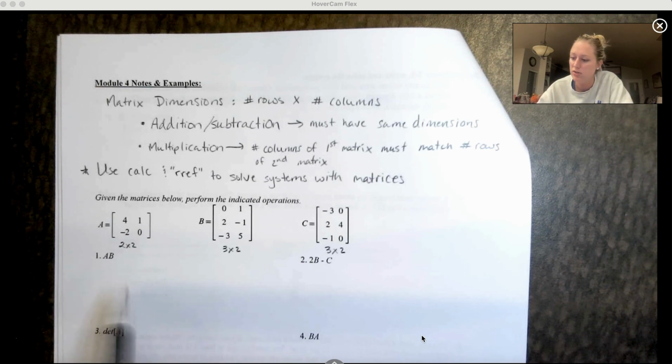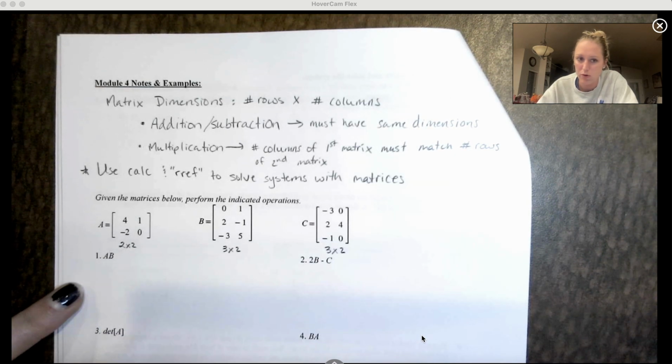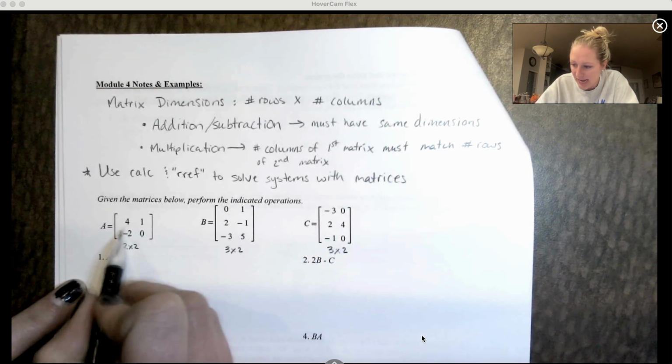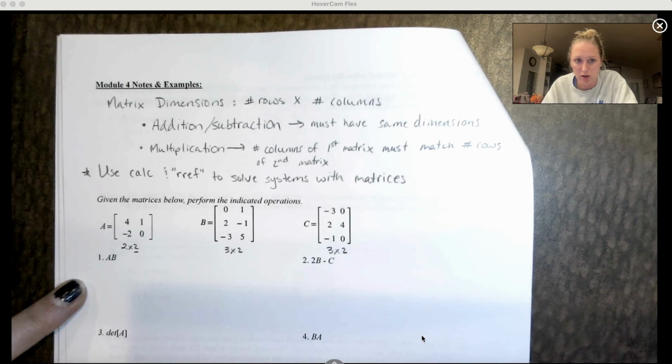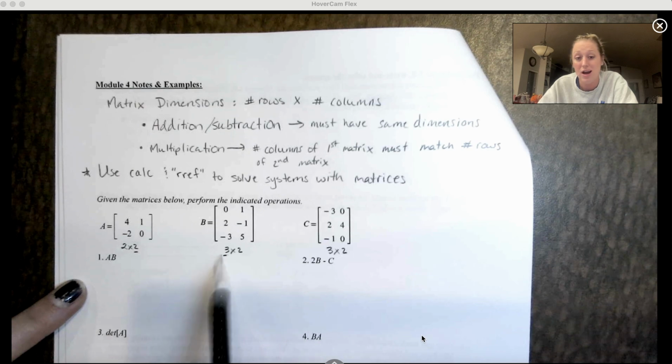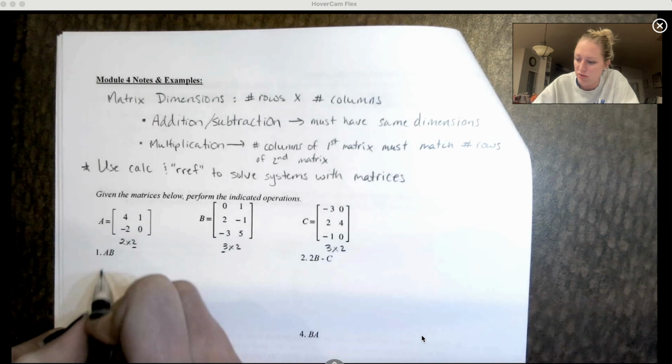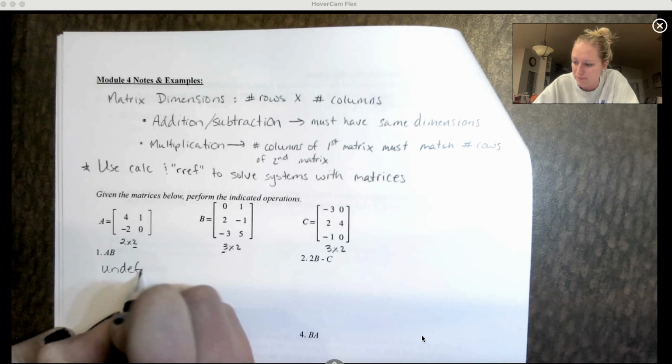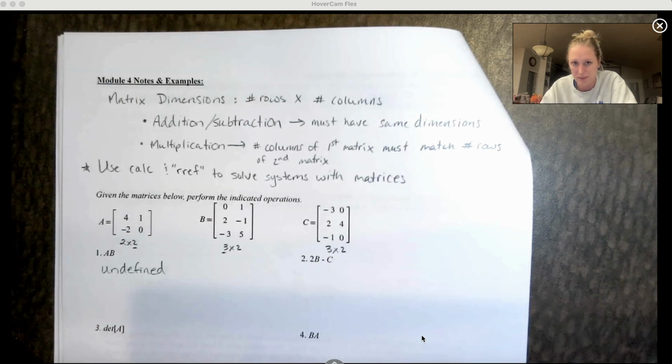So let's try to do A times B. A is my first matrix, so there's my number of rows. B is the second matrix, there's my number of columns. Those do not match. If that happens, this operation is undefined, and we are unable to do it.